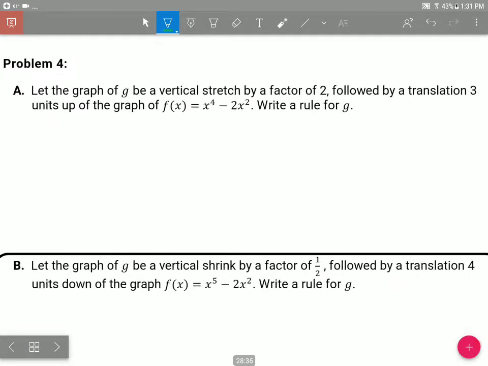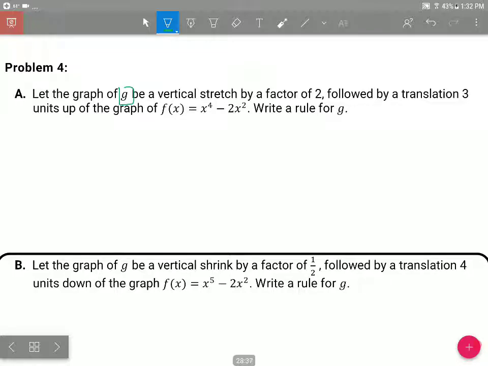Let the graph of g, so we're going to make a new function, g of x, be a vertical stretch by a factor of 2, followed by a translation, aka a shift, 3 units up. So, if I vertically stretch by a factor of 2, you've got to switch back to the front. Are we going to put a 2 on the inside to vertically stretch, or are we going to put a 2 on the outside? Good.